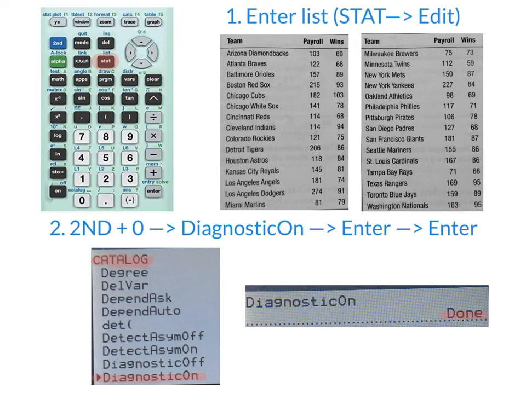What you want to do is turn something called a diagnostic on. And the way that I like to do it is I press second, so second and 0, and it brings up this thing called catalog. And you can page all the way down, because it starts with A, you can go all the way down to diagnostic on, or you can find where there is a D.